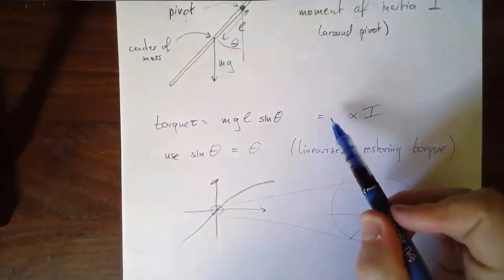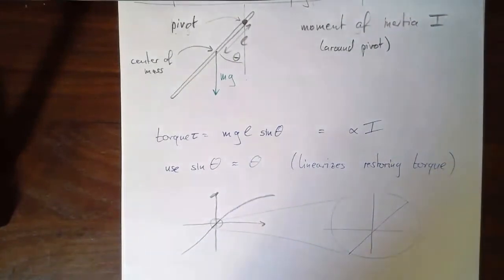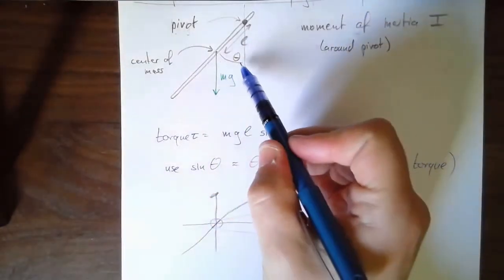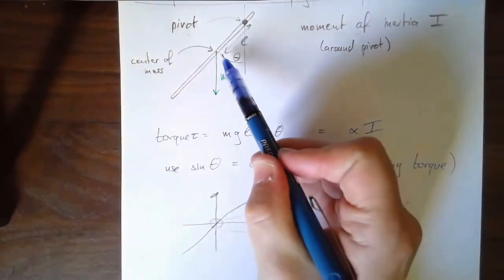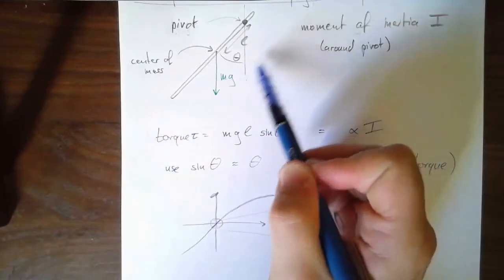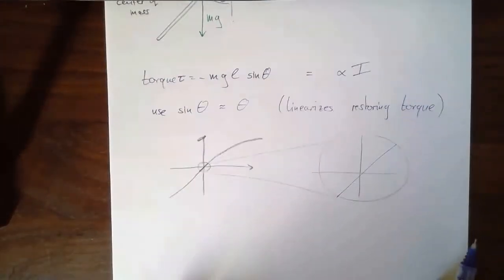Of course, up here, what I should have included is the fact that the torque really is in the opposite direction of the angle. If the angle is to the left, torque is to the right. If the angle is to the right, torque is to the left. I should have put a minus sign there.